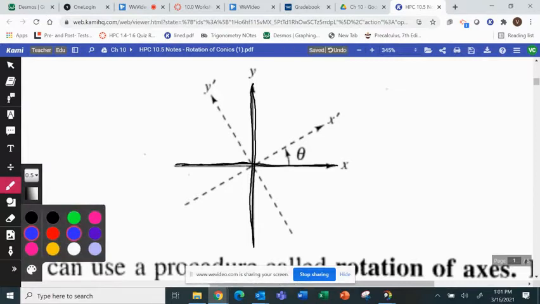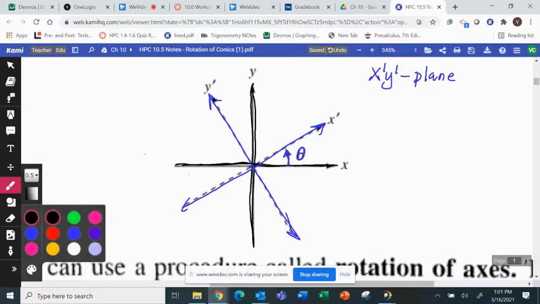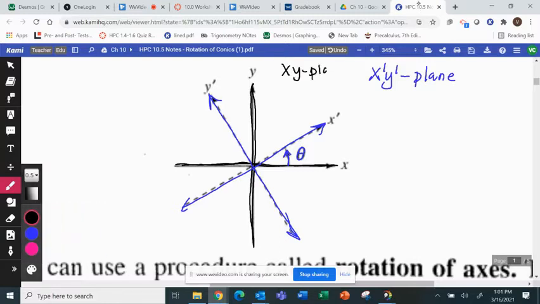And then what I'm going to do is I'm going to rotate this XY plane however much. And that X and Y axis are now going to form a new axis. It's going to form a new plane, which we're going to call the X prime, Y prime plane. So in black, I've got the XY plane. And in blue, I've got the X prime, Y prime plane. So I just took all the stuff that would normally be on black and then I rotated it all together. This is how we're going to deal with these rotated conics.